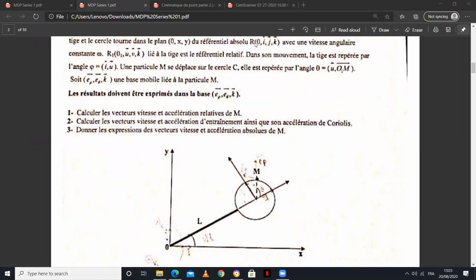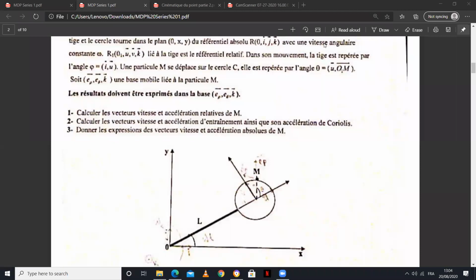Du référentiel absolu R, O, I, J, K. So take note of this also. You have to identify le référentiel absolu, référentiel relatif et tout ça. So you have a référentiel absolu, which is R, O, I, J, K, avec une vitesse angulaire constante, oméga. Again, take note of this. This is how you decompose questions in mechanics. All these things are very important. Make sure you understand your question very well.